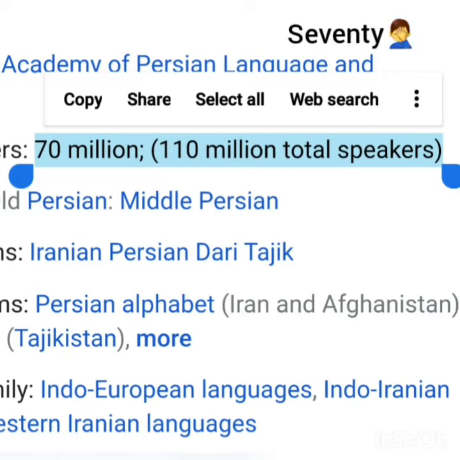Almost 70 million people speak Persian natively, but there are also other people who use it as their second language, so a total of 110 million people speak Farsi. Of course, I think this data is a bit outdated, and there are more who speak Persian.